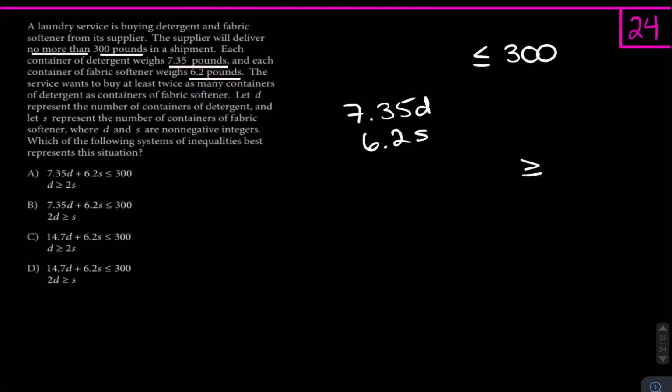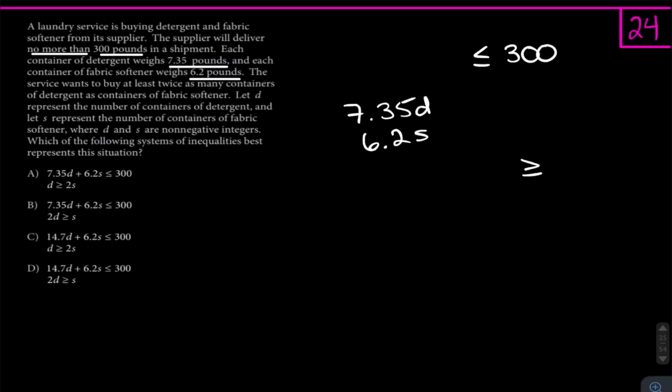And this person wants to buy at least twice as many containers of detergent, right? So twice as many containers of detergent does not mean 2D. Okay, don't get caught up with that. You can see in the answers here, they're trying to catch you on that exact thing. And you can also see here that they have the opposite going on. Maybe that would tell you to pause and think for a second and be like, ooh, I could make a mistake here, right?